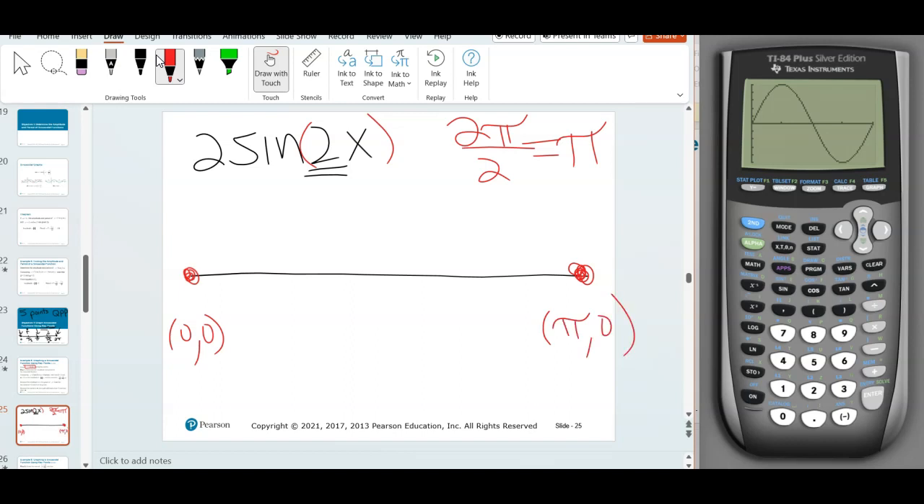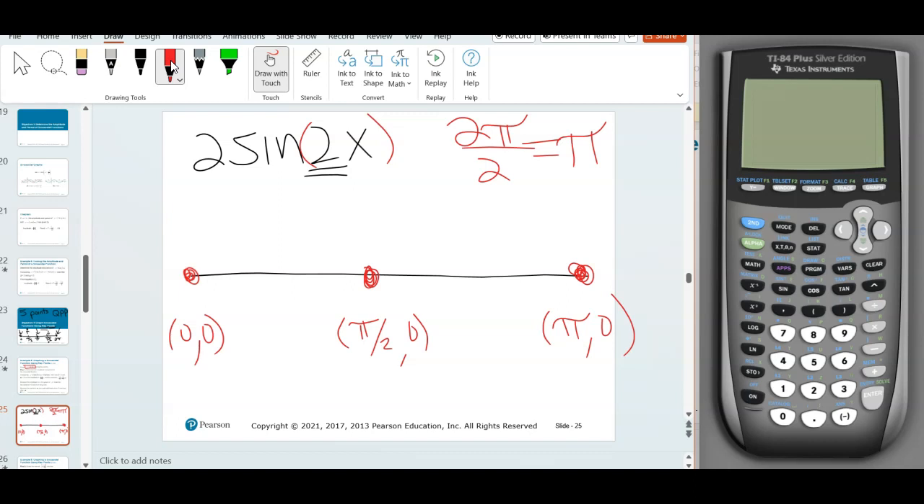Now you're ready to start doing the halving. So halfway between these two, 0 and pi, would be pi over 2. And all I'm doing there is just adding these together: 0 plus pi is pi, dividing that by 2, pi over 2. So that point right in the dead center is pi over 2, 0. And that also is a midline intercept where we cross, in this case, the x-axis.